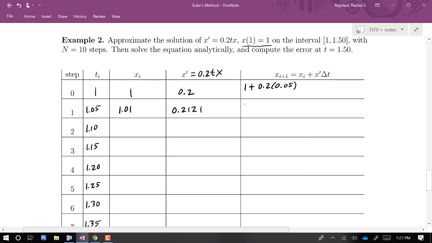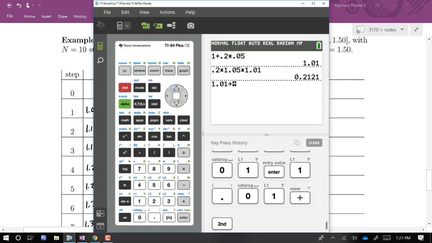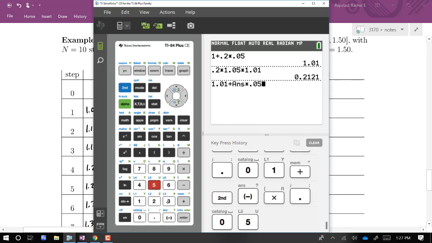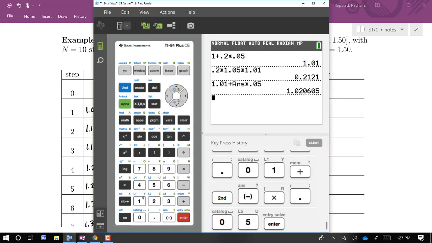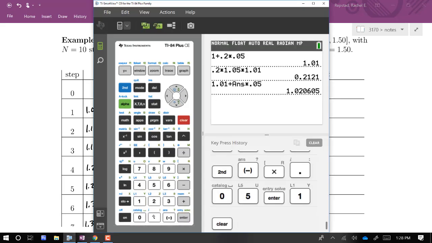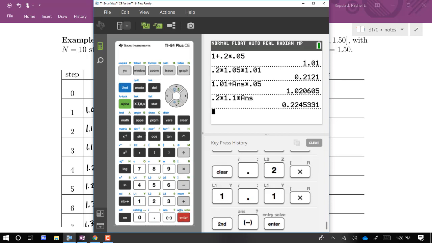And our new x, we're going to take our old x, 1.01, plus x prime, 0.2121 times delta t, 0.05. That gives 1.02605. And then again, right, over and over again, 0.2 tx. That gives .2245331.